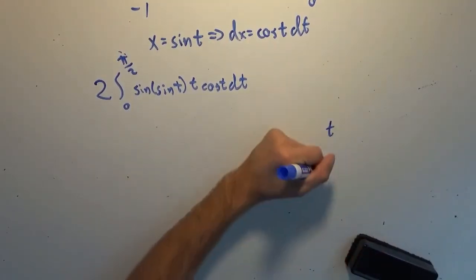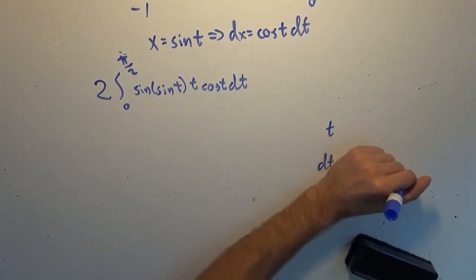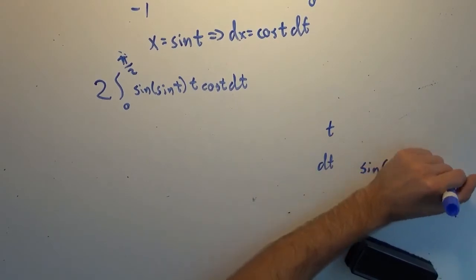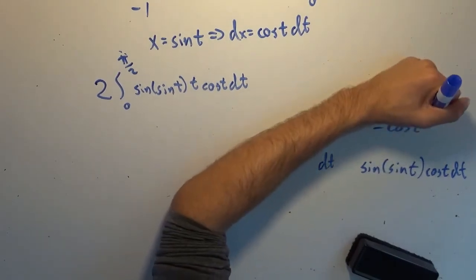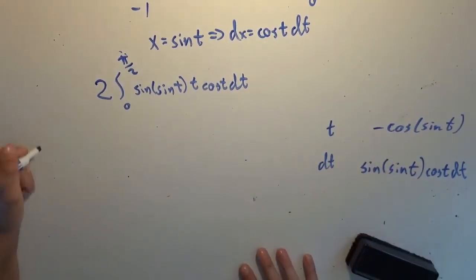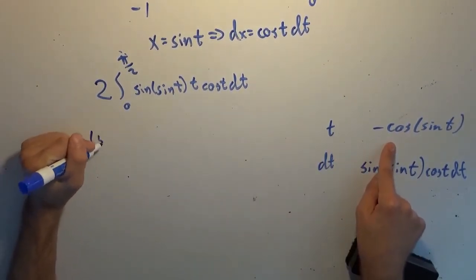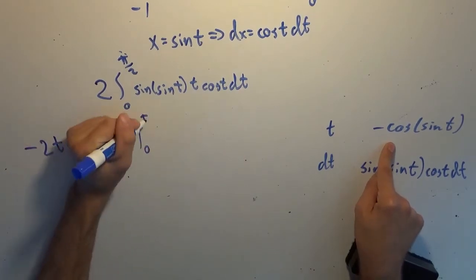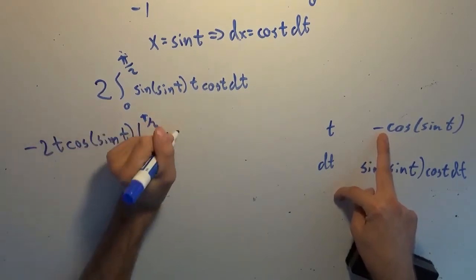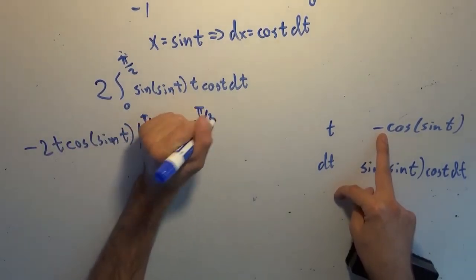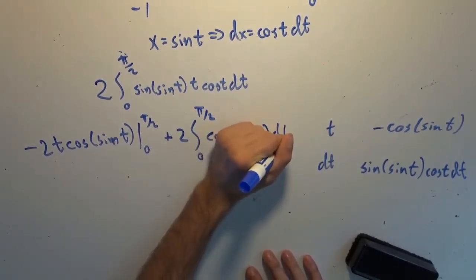We're going to differentiate t, we get dt, and we're going to integrate the rest of the product. So we have sine of t times the cosine of t dt. Do simple integration u substitution, and you will get negative cosine of sine of t. Now we simply multiply through, and we get minus 2 times t times the cosine of the sine of t from 0 to pi over 2, minus the integral of their product, so minus minus gives plus 2 times the integral from 0 to pi over 2 of cosine of the sine of t dt.